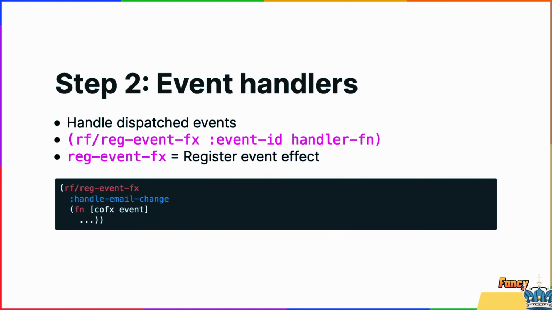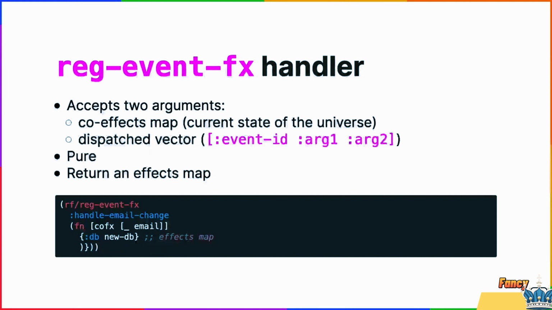For a dispatch to be useful, we need to handle the dispatched event. This can be done using the re-frame.core/reg-event-fx method, which is short for register event effect. Register event effect takes two arguments, the event ID and a pure handler function. This handler function is called with two arguments each time the event is dispatched. The first argument is the co-effects map. You can think of the co-effects map as the current state of the universe. The second argument is the vector we passed into dispatch.